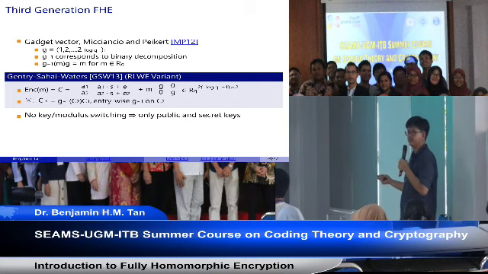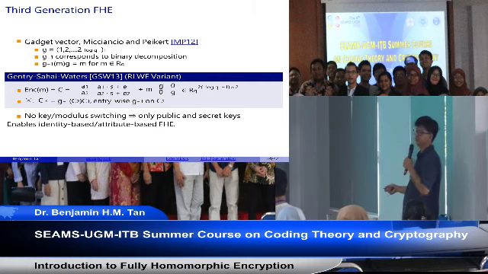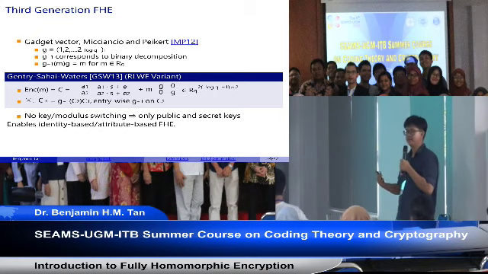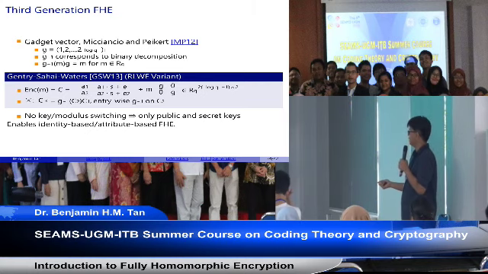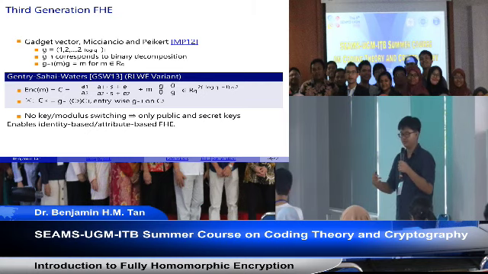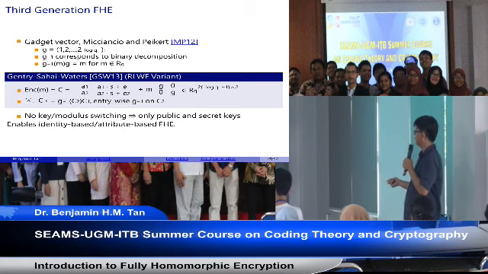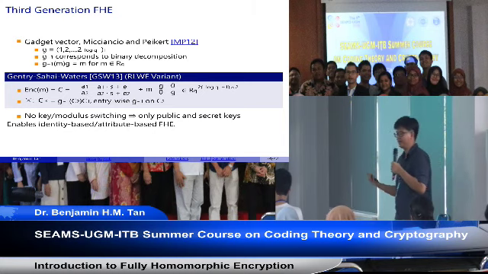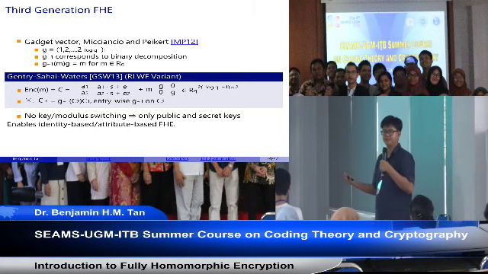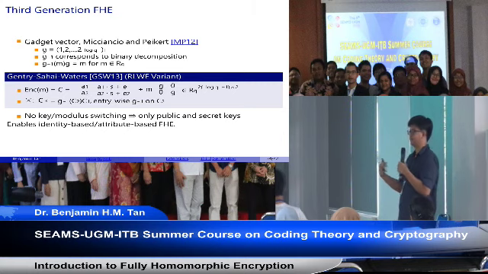And this actually lets you do more interesting things like identity-based or attribute-based FHE. I don't know if you know what these are, but in identity-based systems, basically you can encrypt just by knowing someone's identity. And then only the person whose identity you use to encrypt can do decryption. And attribute-based is a more general form where instead of an identity, you have a series of attributes. And only if you have the correct attributes can you do decryption.